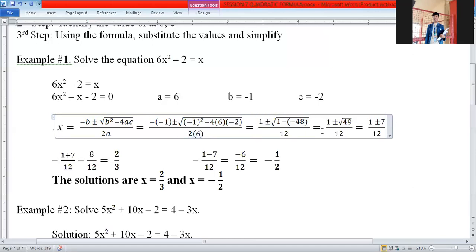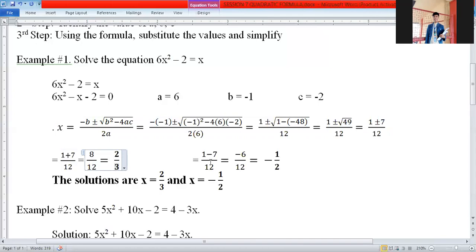Okay, now let us continue simplifying the answer. So positive 1 plus minus the square root of positive 1 minus the negative 48 is positive 49, over 12. Now let us get the square root of 49. The square root of 49 is 7. So 1 plus minus 7 over 12. Let us continue simplifying. The first root is 1 plus 7 over 12, which is equal to 8 over 12 or 2 over 3. So that is x sub 1.